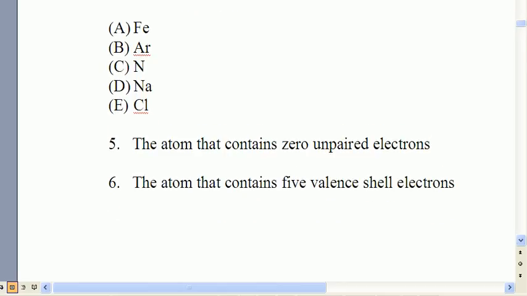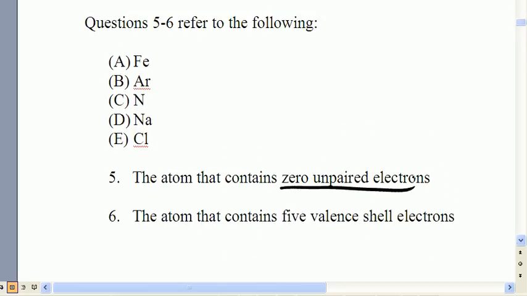The atom that contains 0 unpaired electrons, well, that's noble gases, and the only noble gas up there is argon, which is B. 5 valence electrons. We all know that nitrogen does that, so the answer is C.